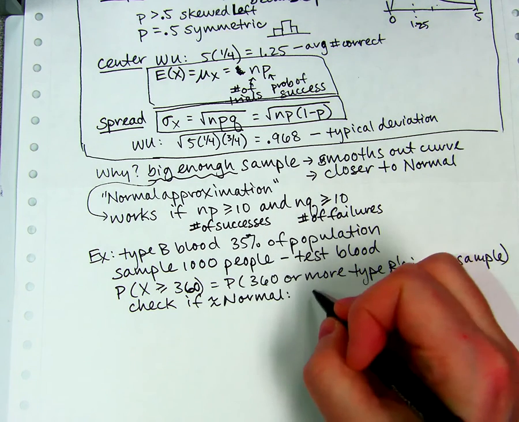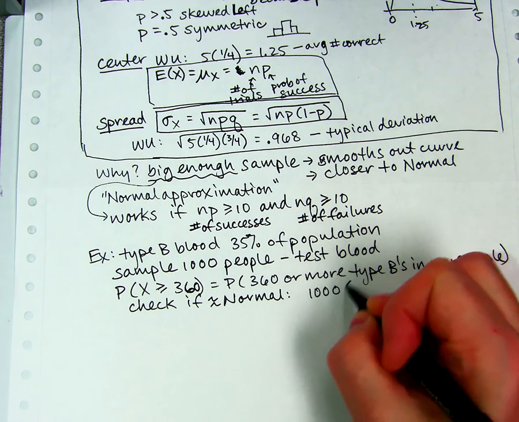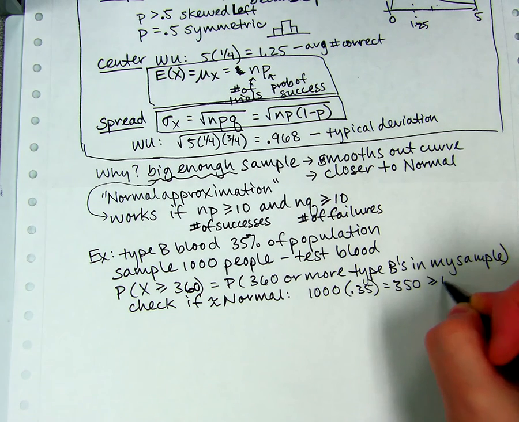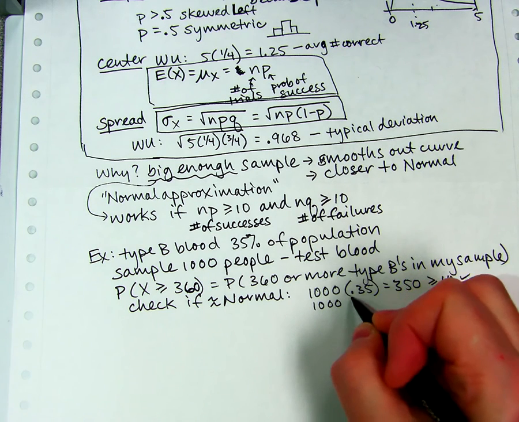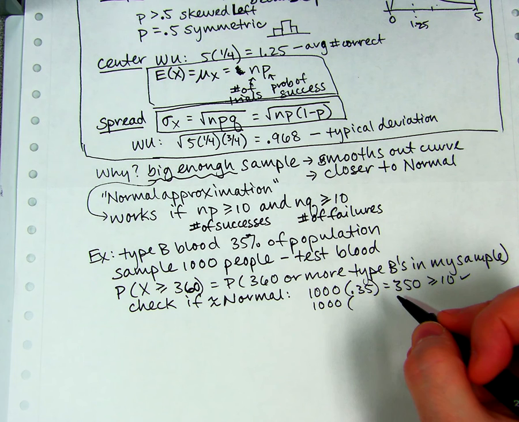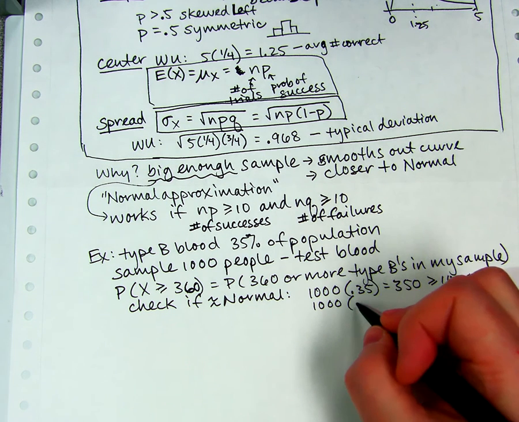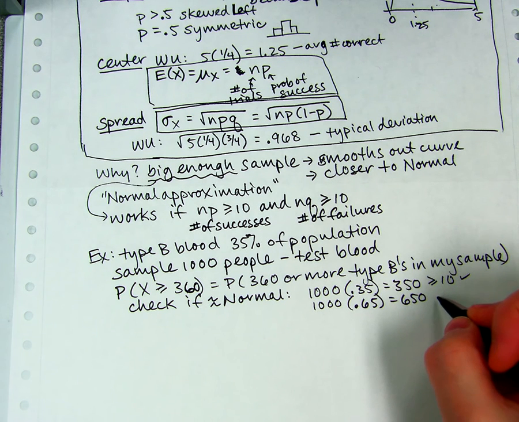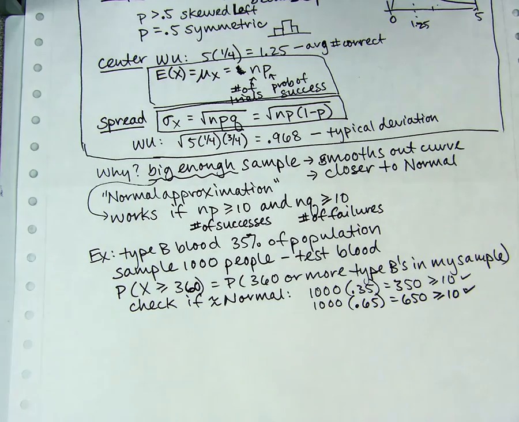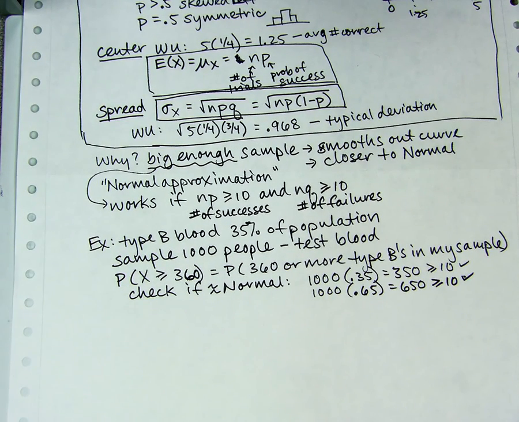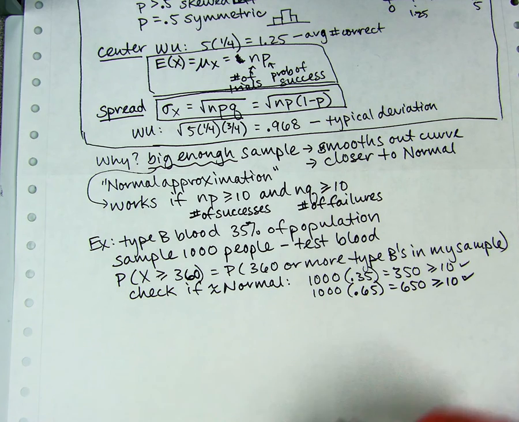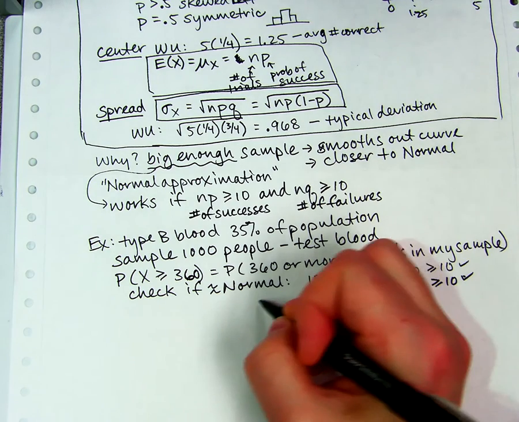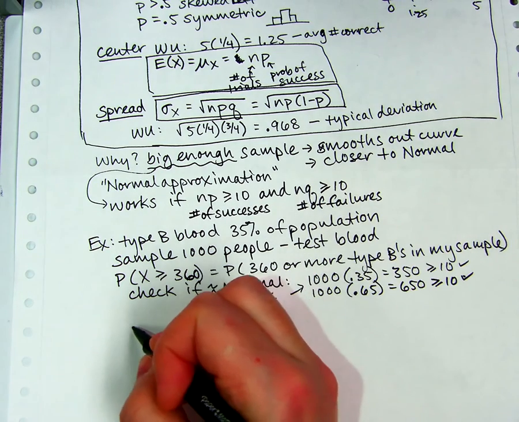I take my n, which is 1,000, times p, which is 0.35, and that's the 350 that I'm expecting to get, bigger than 10, good. And then I take 1,000 times my probability of failure, which is 100% minus 35%, which is 65%. I'm expecting to get 650 without type B, and that's also bigger than 10. We're checking that because if we do a normal approximation, it should come out really close to the accurate calculation. So because it's approximately normal, I can find a z-score.